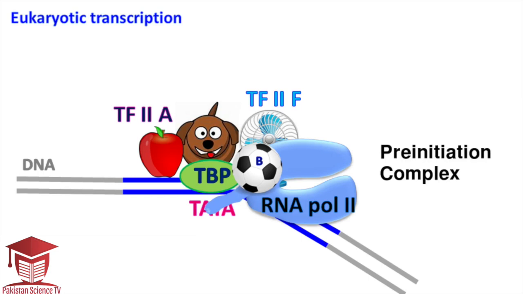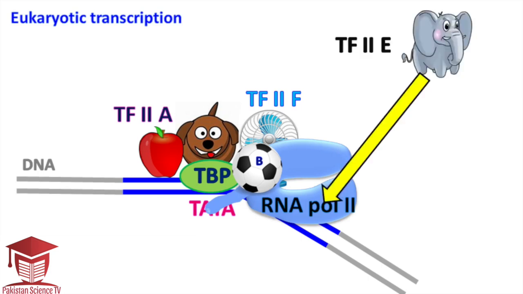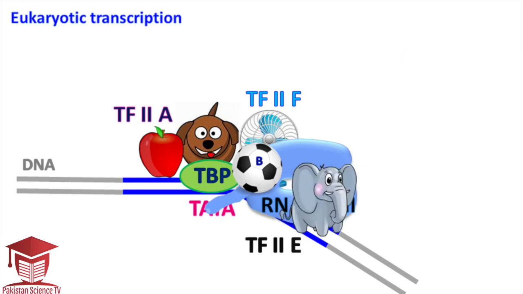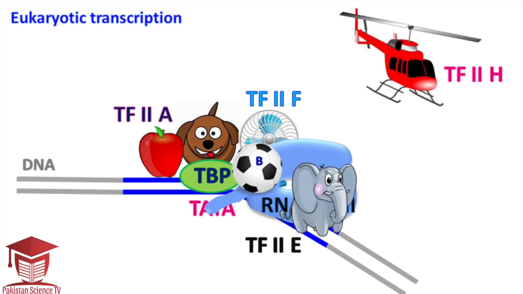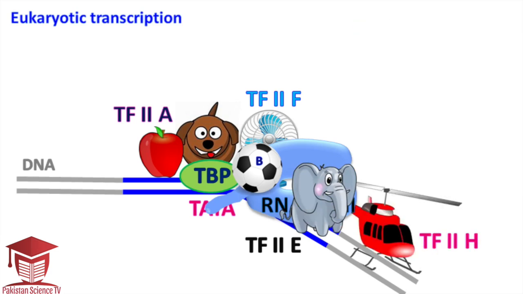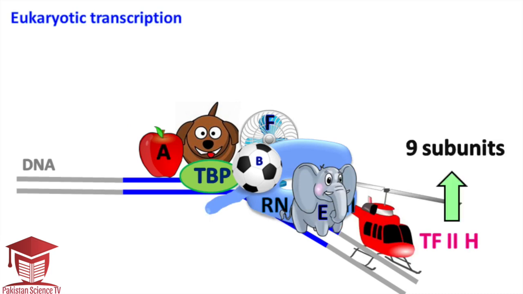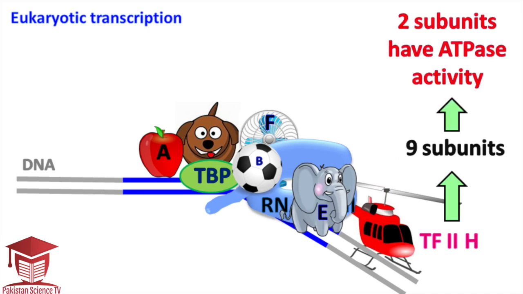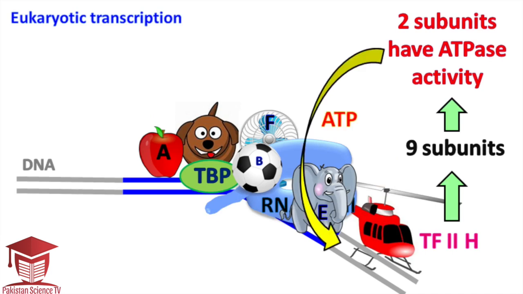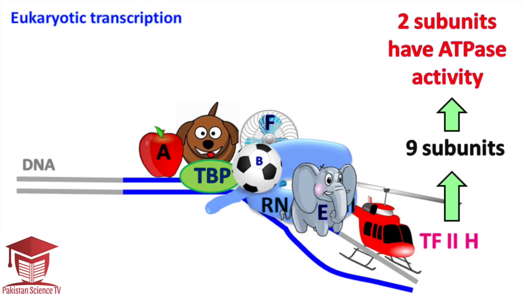Next, transcription factor TF2E binds the pre-initiation complex. TF2E helps in the binding of another transcription factor, TF2H. TF2H is a very large complex with a total of 9 subunits. Out of 9, 2 subunits have ATPase activity. Using energy from ATP, it acts like a helicase and melts the promoter. And this finally causes transition from the pre-initiation complex to the open complex.